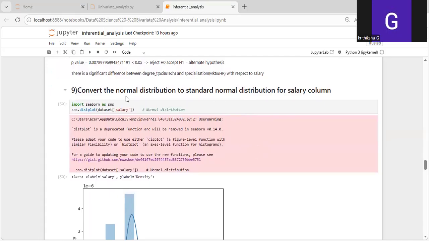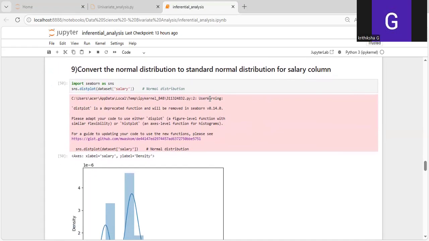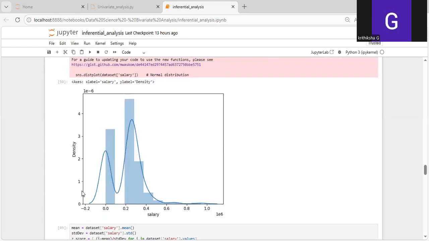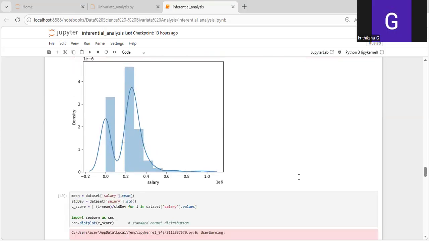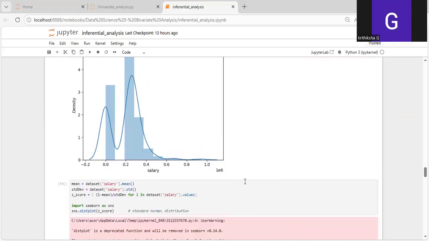Next, we have to convert the normal distribution to standard normal distribution for the salary column. I am plotting a distribution plot, a normal distribution plot, from the Seaborn library first to see how it is distributed. So it is distributed like this in the normal way, and the salary was between 0 and 0.8 in such cases. For converting into standard normal distribution, we use the z-score formula, which is x minus mu divided by sigma. So for that, we have to find the mean and standard deviation for that column.